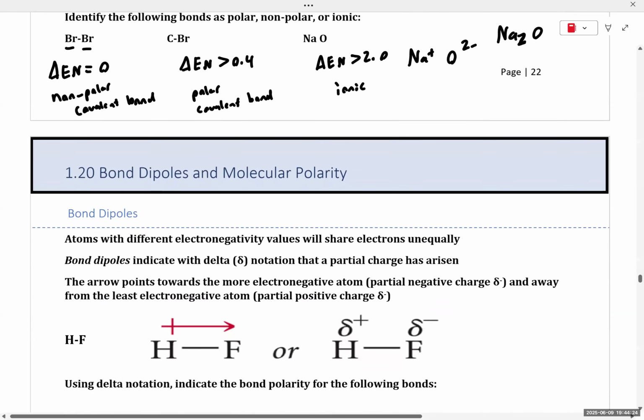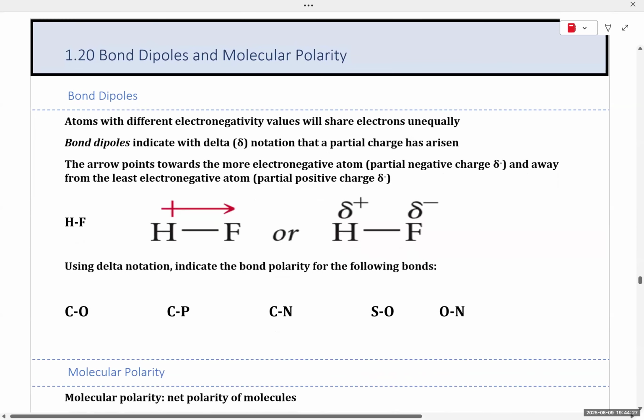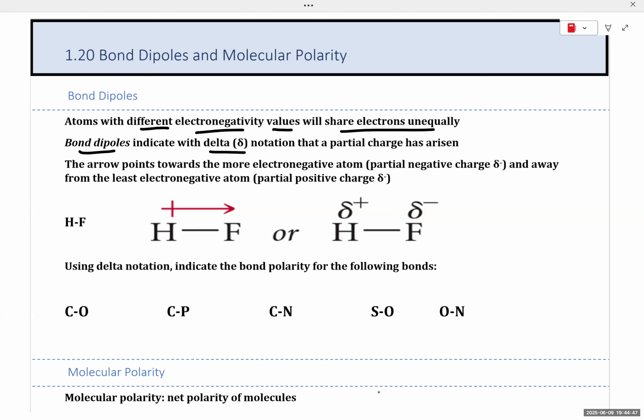Okay, so we've talked a lot about bond dipoles, identifying whether a bond is polar or nonpolar. Let's talk about how we can use bond dipoles to get a sense of molecular polarity. As we've seen, atoms with different electronegativity values will share electrons unequally. Bond dipoles indicate with delta notation that a partial charge has formed. The arrow points towards the more electronegative atom with the partial negative charge and away from the least electronegative atom with the partial positive charge.